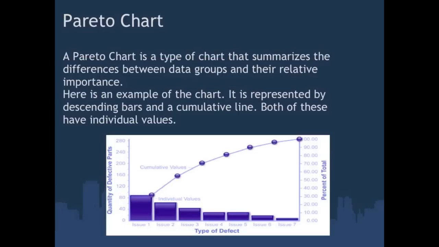The next type we're going to look at is the Pareto chart. A Pareto chart is a type of chart that summarizes the differences between data groups and their relative importance. Here, you can see an example of a Pareto chart. You can see that each part has its own set of data, but they are interrelated.